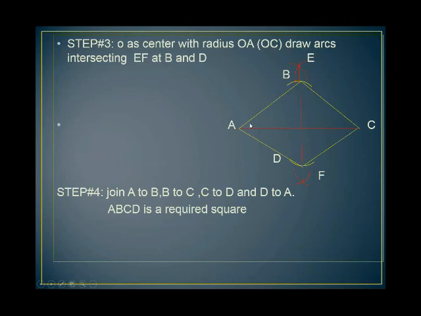So now what we are doing, taking O as a center. What is O? O is the intersecting point of the bisector and the diagonal. So taking O as a center, we draw 2 arcs, the arc indicated by the yellow color, this one and this one. And do remember that this is the point O, the intersecting point.